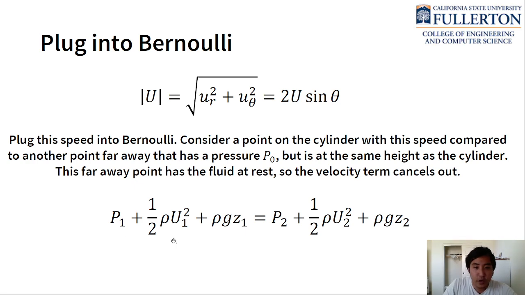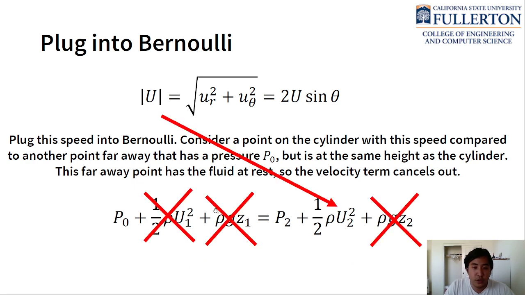Here we have the Bernoulli equation. Remember, the way that we apply Bernoulli is that we have to consider two different points in the flow. On the left-hand side of the Bernoulli equation, we're going to consider some point that's far away. The point is so far away that we know the pressure there: it's going to be P0, and the fluid's going to be at rest, so the velocity term here is going to be 0. One other assumption is that this faraway point is selected such that the height difference is negligible, so we cancel out those terms.